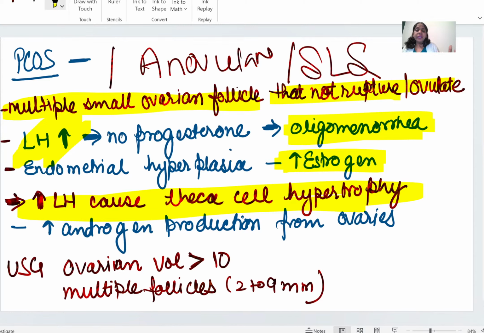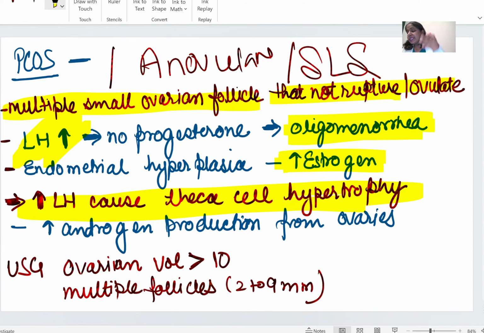Okay, there is theca cell hypertrophy. What is the function of theca cells? Theca cells make androgens from cholesterol.